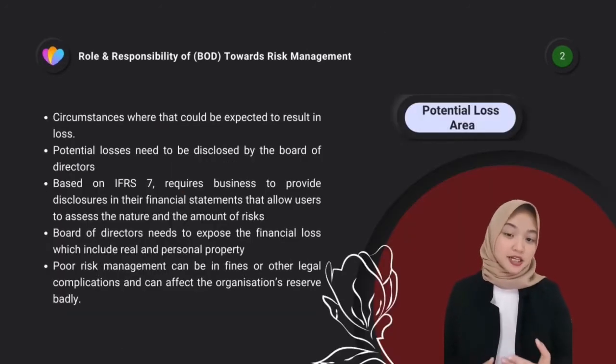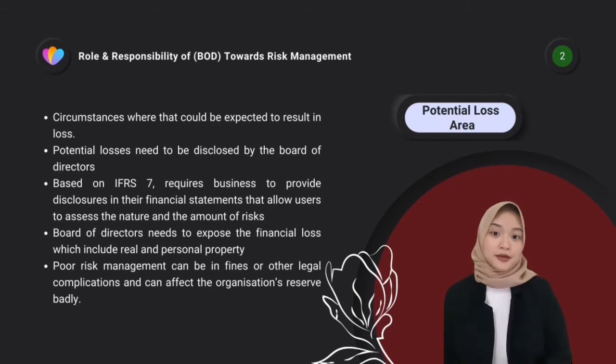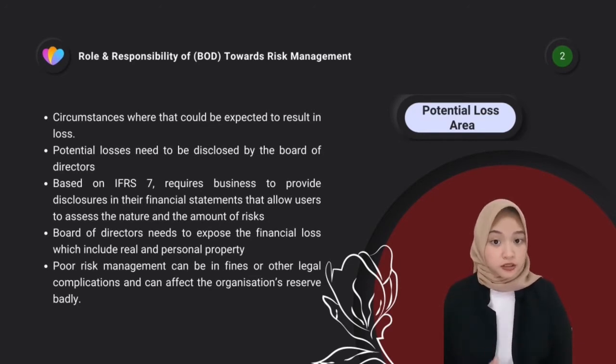Next is the potential loss area. What does it mean by potential loss area? It can be defined as the circumstances that could be expected to result in loss, and these potential losses need to be disclosed by the board of directors. And several researchers have discussed the roles and responsibility of independent board of directors in improving financial reporting and disclosure quality.